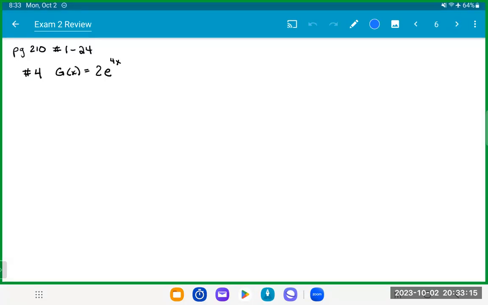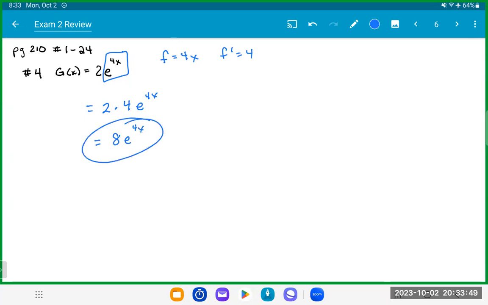All right, so for this next problem, we need to take the derivative of this piece right here, because the 2 is really just a constant, right? So we have my function f is this 4x, and so f prime is 4. So when I take the derivative, that is 2 times 4 e to the 4x, so that is 8 e to the 4x.